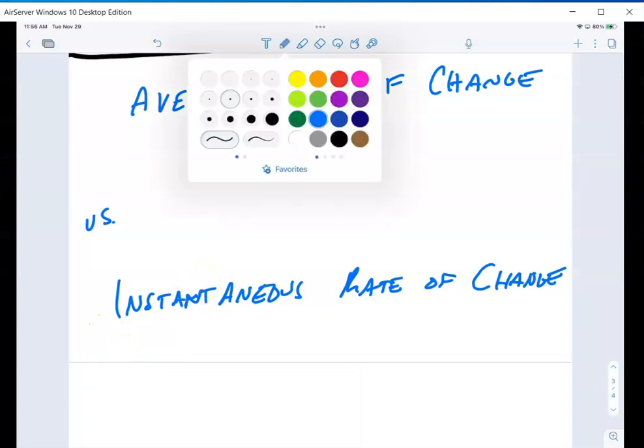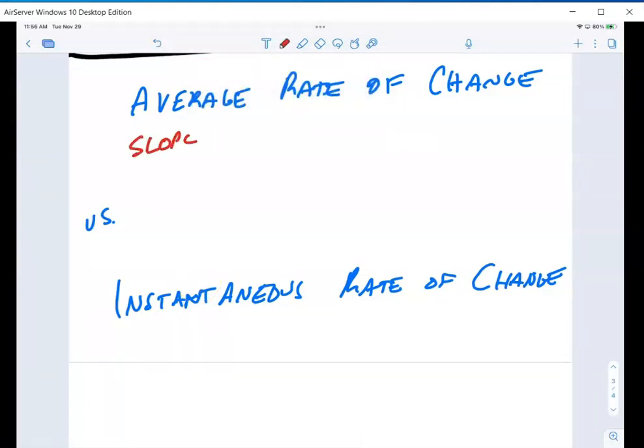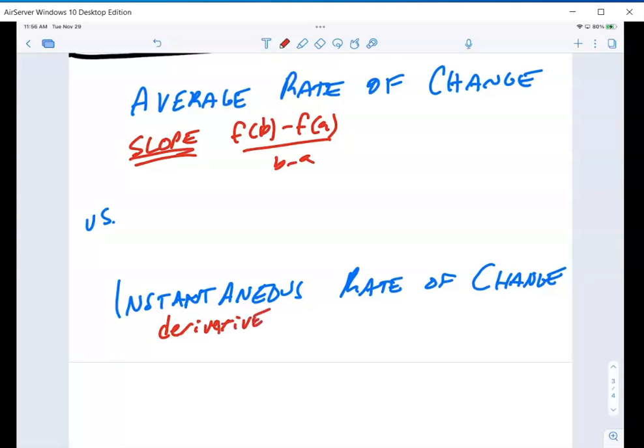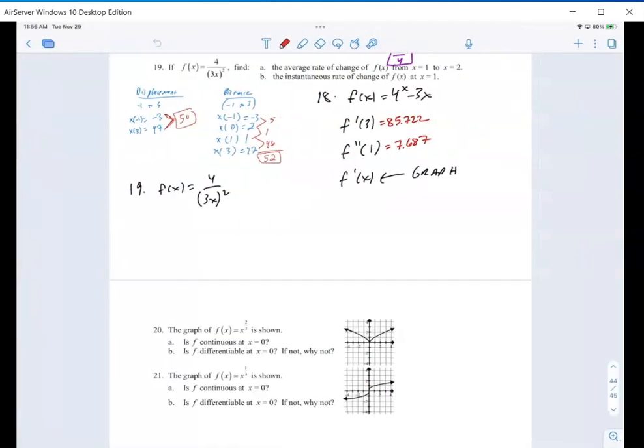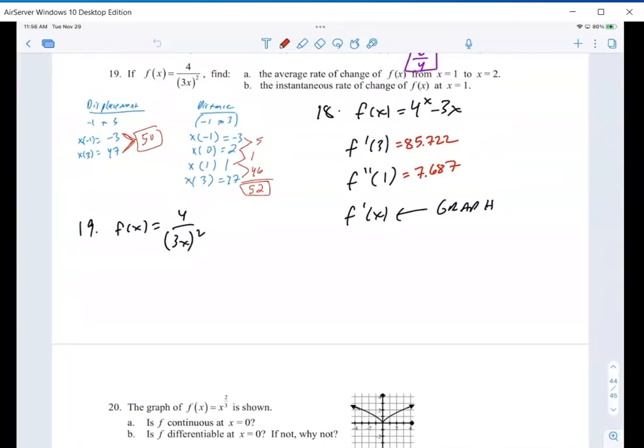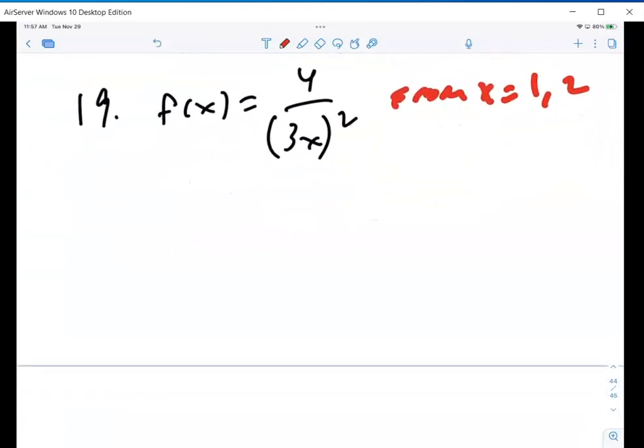Okay. You guys, an average rate of change is literally just a slope. You do f of b minus f of a over b minus a. The instantaneous rate of change is the actual derivative. All right. Okay. And you need to know the difference between those for sure. So let's go to number 19. All right. The average rate of change from 1 to 2. So the way I want to do this, you guys, is I want to do f of 2 minus f of 1 over 2 minus 1.